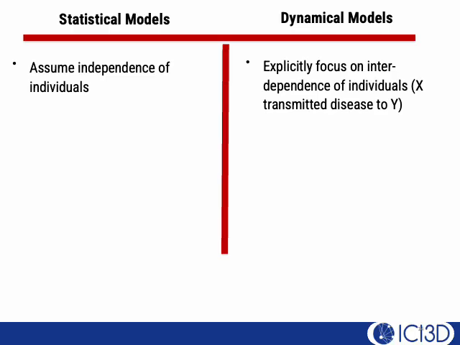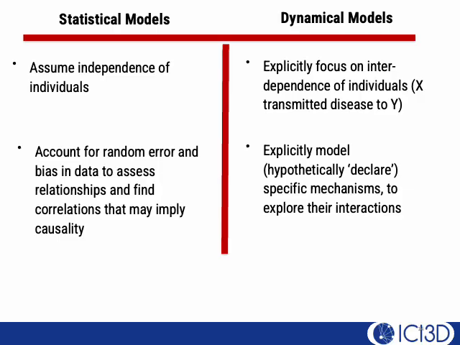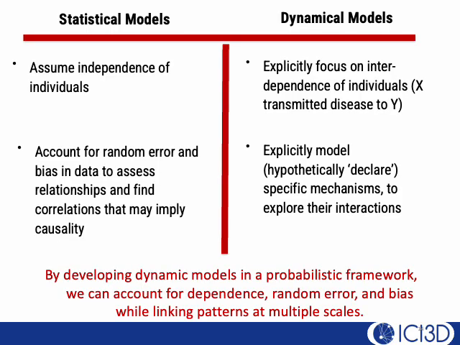We briefly discussed how statistical models can account for random error and bias in data to assess relationships and find correlations that may imply causality. In dynamical models, we explicitly model or hypothetically declare specific mechanisms or associations to explore the interactions. In this course, we'll show you how to develop dynamic models in a data-driven, probabilistic framework that allows us to account for dependence, random error, and bias, while linking patterns at multiple scales.